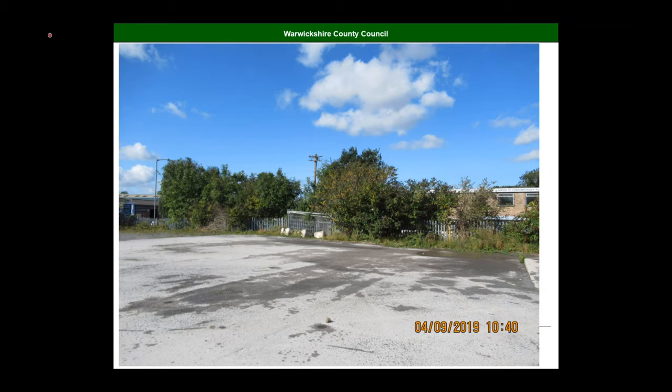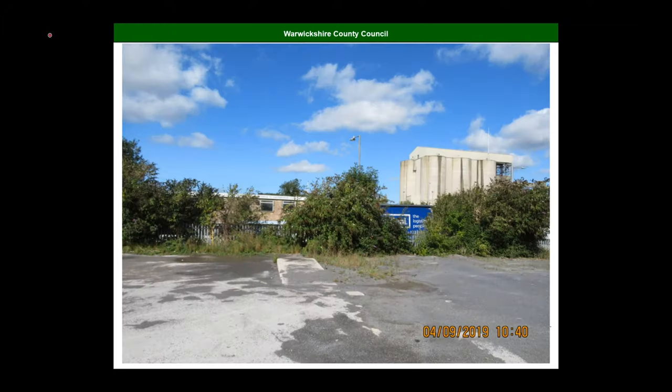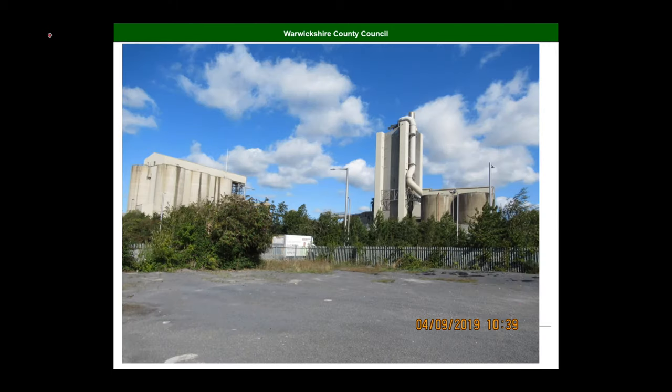So this is looking on the western boundary, and you can see the commercial property premises on the other side of Payne's Lane. This is looking, again, west, commercial premises and also the Cemex cement site on to the north. This area of the site would be the site of the car parking.